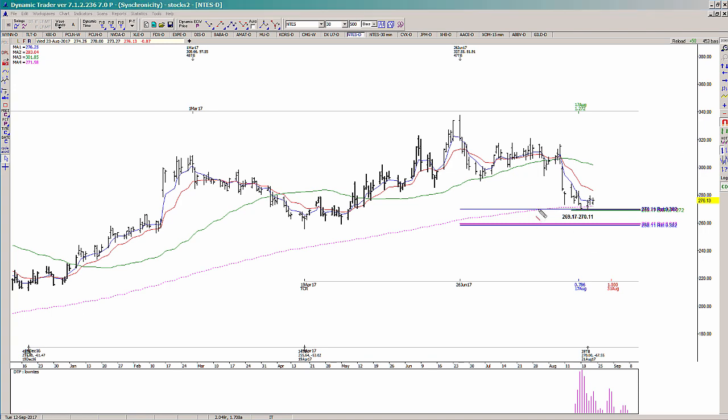Now, a couple of other things on this chart. One is that we're above the 200, which is a positive. But what's not positive is we're below the 50, and the 5 and 13 are still in a sell mode. So you don't have all the moving averages on the right side.